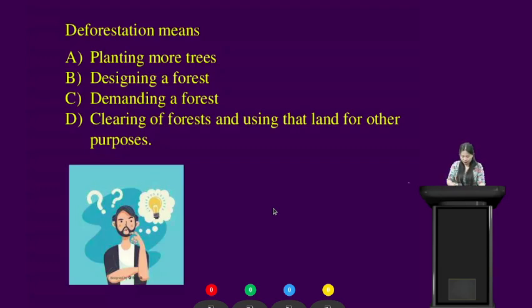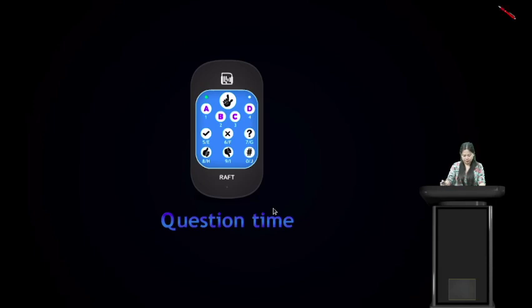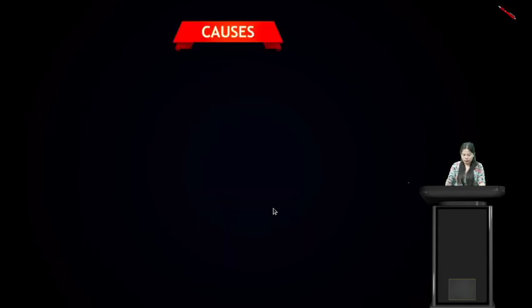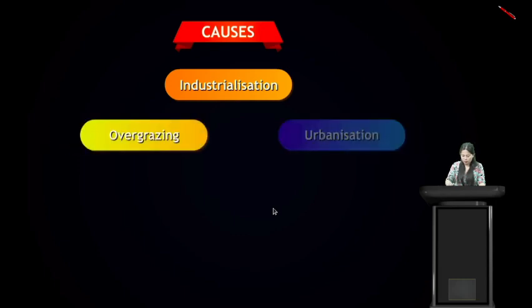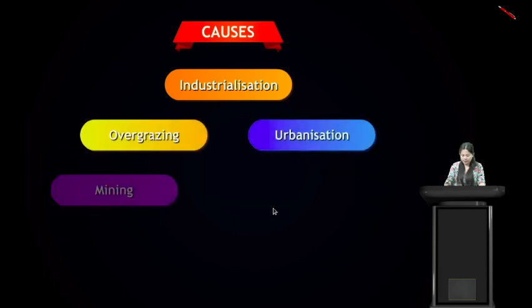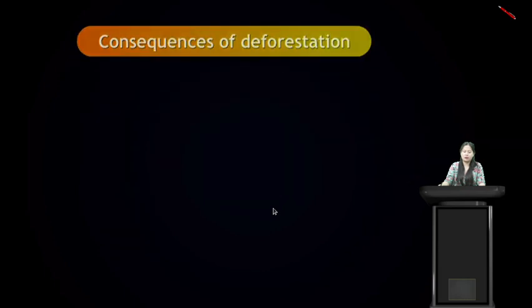And yes, very good. The correct answer is option D, that is clearing of forest and using that land for other purposes. Deforestation means clearing of forest and using that land for other purposes. Now, we have discussed the causes of deforestation, which include industrialization, overgrazing, urbanization, mining, and extensive farming. Now let us see the consequences of deforestation. What are the consequences of deforestation?